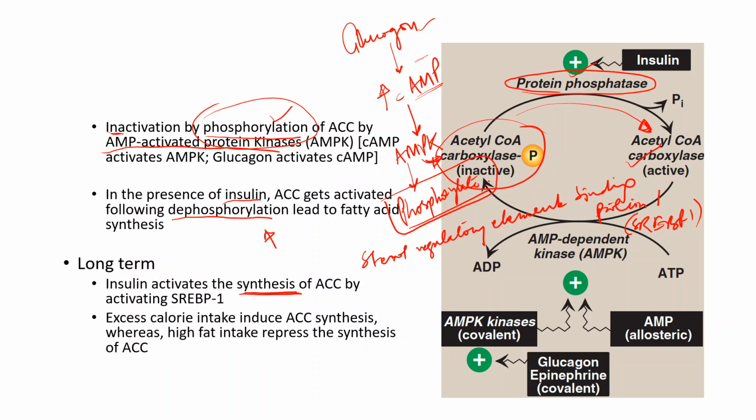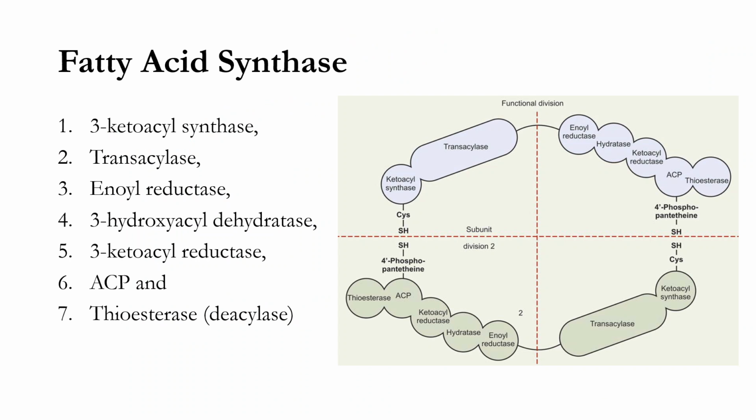Excess calorie, because insulin activates this. So after activation of the SREBP1, it leads to synthesis of acetyl-CoA carboxylase also. Excess calorie intake induces ACC synthesis. More and more calories will lead to increased synthesis of the fatty acid in the body. However, if we take more fatty acid in the diet, it will not lead to increased fatty acid synthesis in the body. So it is an interesting point here.